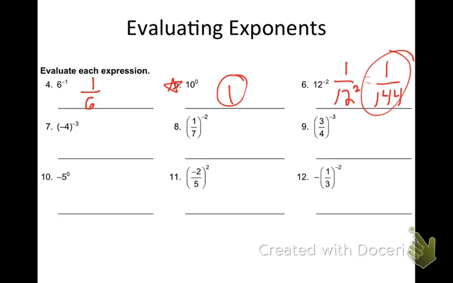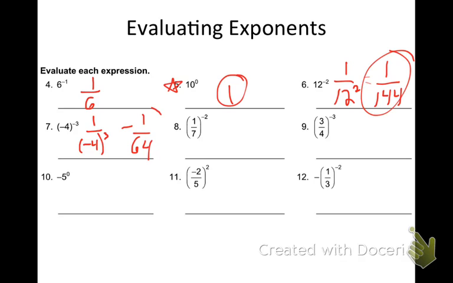7. Do I like negative exponents? No. Where am I going to move it to? Bottom, so I have 1 over negative 4 to the 3rd power. Okay, what's negative 4 to the 3rd power? It would be 64. Negative or positive? Negative, because I have an odd exponent. So that's a negative times a negative times a negative. Whenever I have odd exponents with negative, it's going to stay negative. So I have negative 1 over 64.